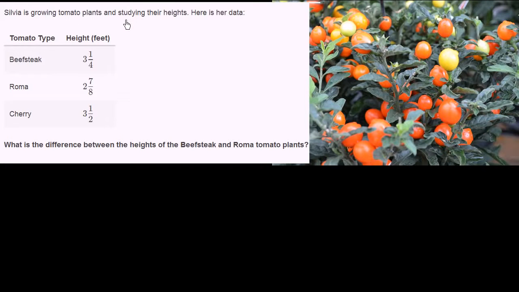Sylvia is growing tomato plants and studying their heights. Here is her data. So the beefsteak tomato type had a height of 3 1/4 feet, Roma 2 7/8 feet, cherry 3 1/2 feet. And they ask us, what is the difference between the heights of the beefsteak, so that's that one right over there, and the Roma tomato plants.